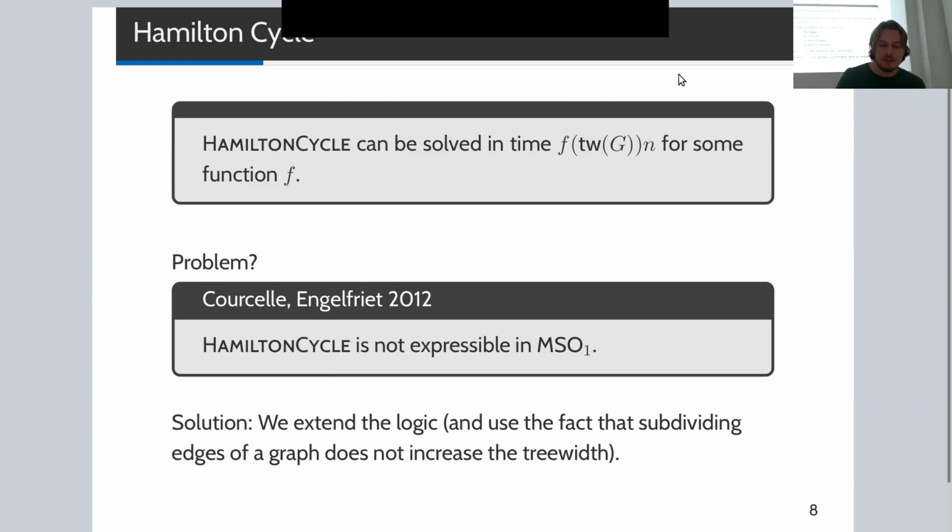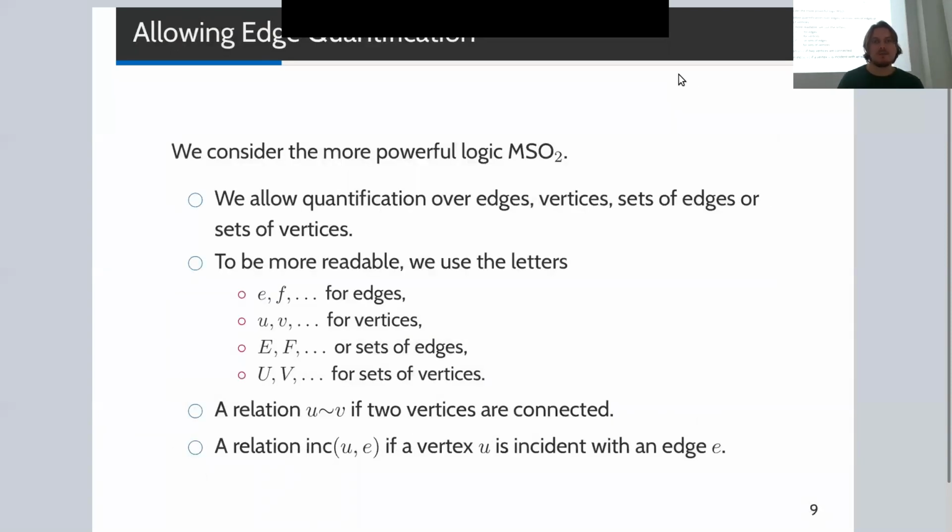So this is what MSO2 logic can do. Besides the usual quantification over vertices and sets of vertices, you can now also quantify over edges and sets of edges. So we call it MSO2 because you cannot quantify over one-tuples, like single vertices, but you can also quantify over two-tuples, like edges. And yeah, quantification of edges, vertices, sets of edges, and sets of vertices.